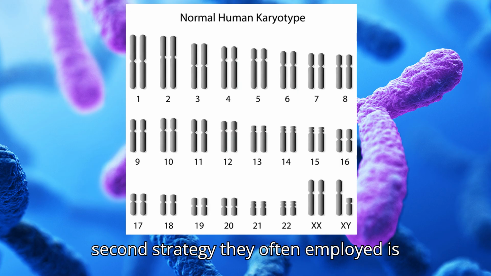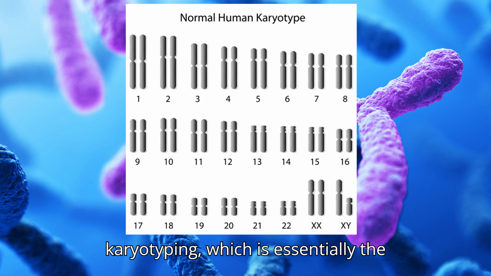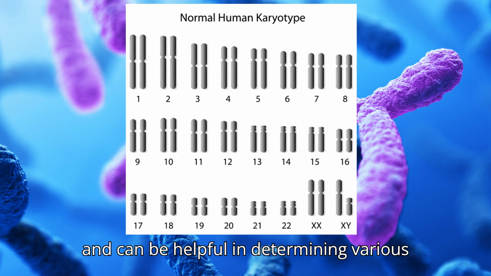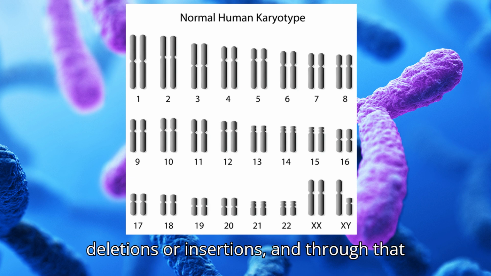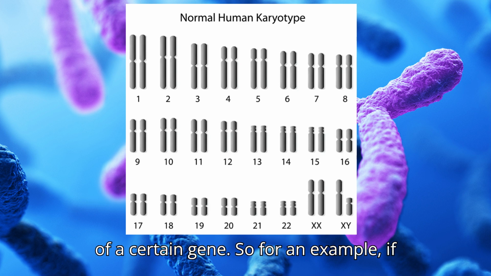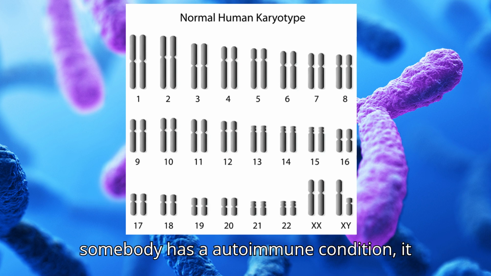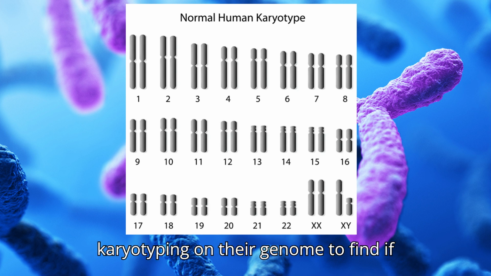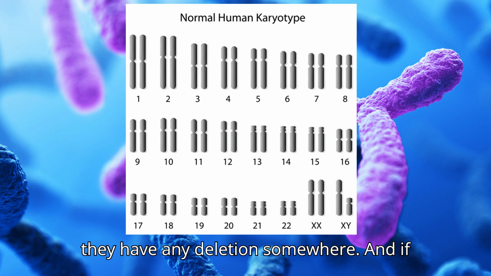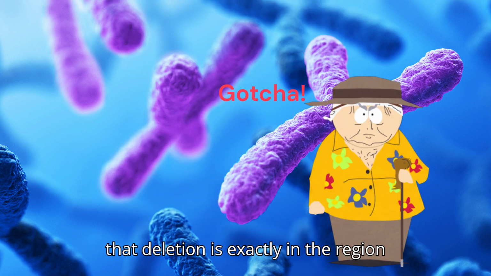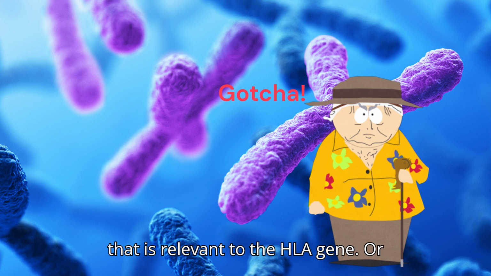The second strategy they often employed is karyotyping, which is essentially the study of morphology of the chromosomes and can be helpful in determining various deletions or insertions, and through that can be useful in identifying the location of a certain gene. So, for example, if somebody has an autoimmune condition, it would be perhaps useful to conduct karyotyping on their genome to find if they have any deletions somewhere, and if they do, perhaps that deletion is exactly in the region that is relevant to the HLA gene.